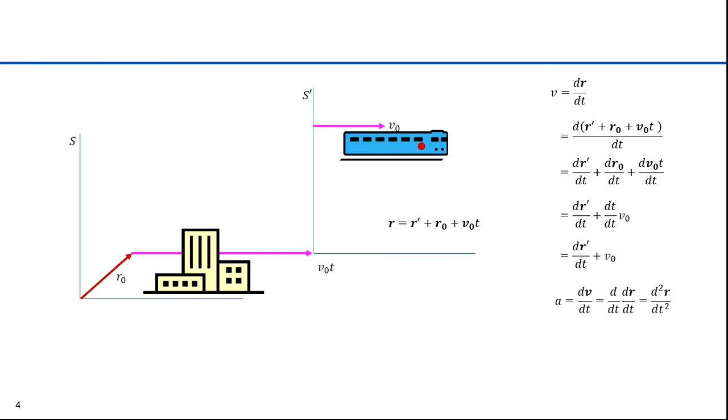Acceleration is a change in velocity over time, dv dt, or the second derivative of the position. Here we substitute dr prime dt plus v0 for v. That results in the double derivative of r prime with respect to t squared plus dv0 dt. The velocity v0 is a constant. dv0 dt is thus 0. The equation reduces to this. The acceleration in both reference frames is the same.